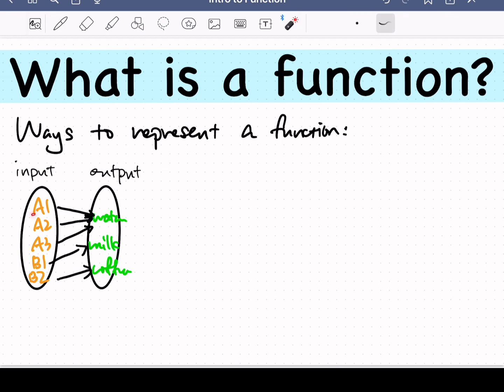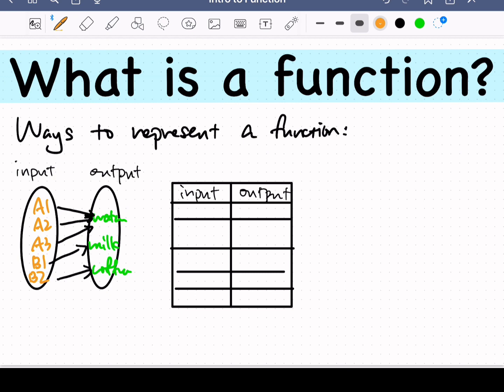Why? Because for each input, there is one corresponding output. And for each of them, there is only one possible output. It's not like A1 produced both water and milk. No. So this is a valid function. We use the mapping diagram and the arrows to match the input and output. This is the most straightforward way. Something similar will be the table.